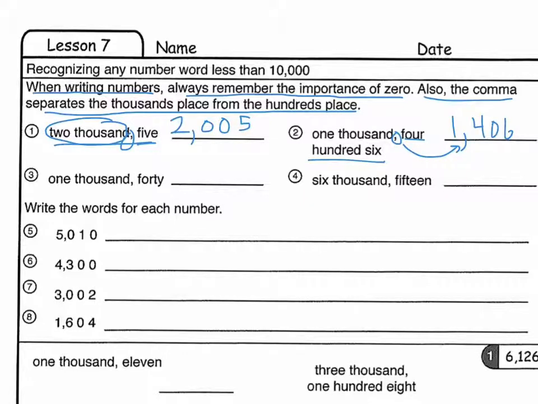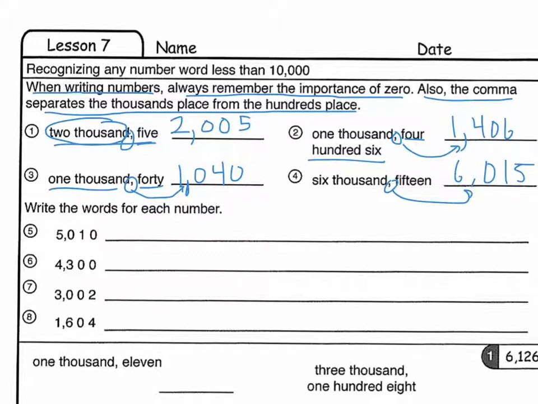All right, so you should have already done number 3. It says 1,040, 1,040. Notice that the comma in the word is the comma in the number right there. 6,015, comma here, comma there, 6,015, 6015. All right, so the next section, we're going to do the reverse.